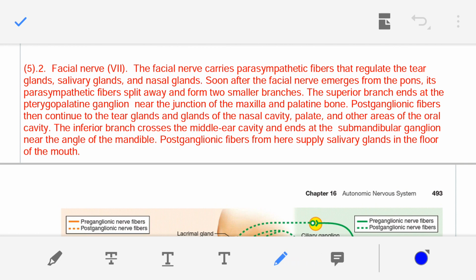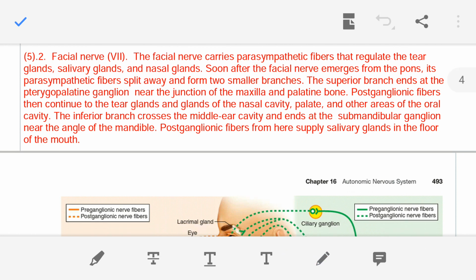Now the facial nerve carries parasympathetic fibers. These parasympathetic fibers merge with the facial nerve, and they regulate the tear gland, also known as the lacrimal gland, the salivary gland, and the nasal gland in the nose. So the parasympathetic fibers of the facial nerve regulate the tear gland, salivary gland, and nasal gland.